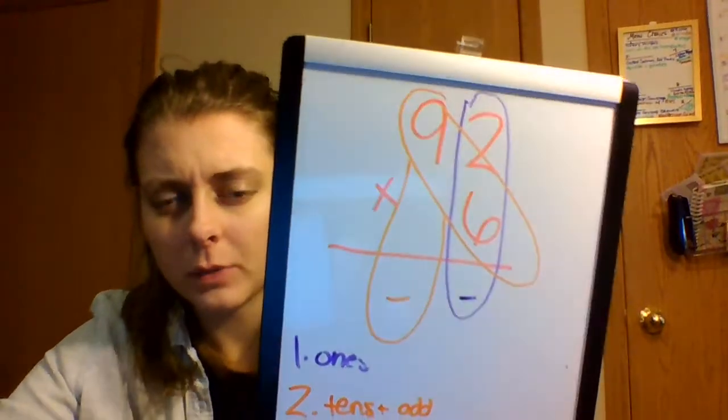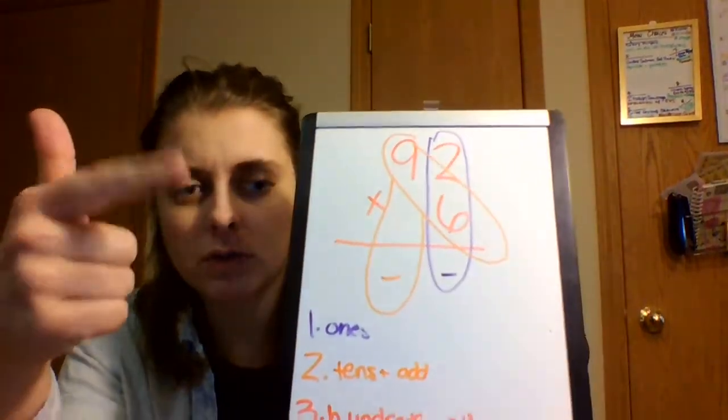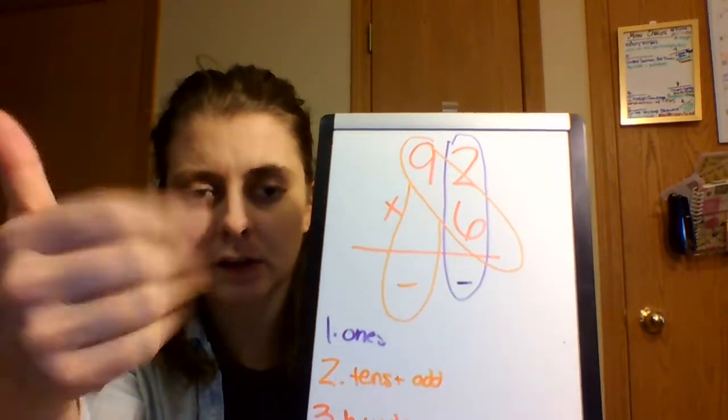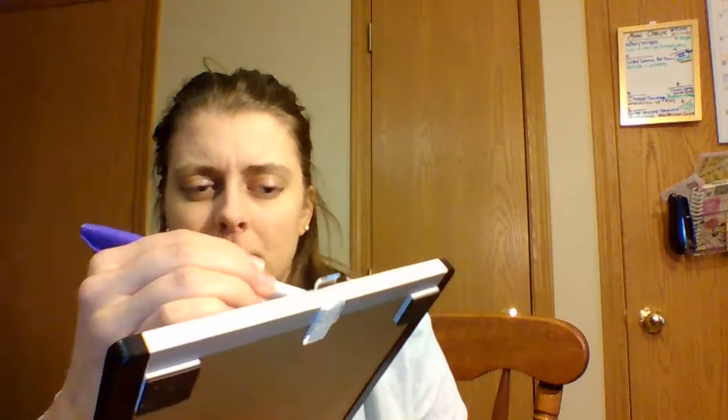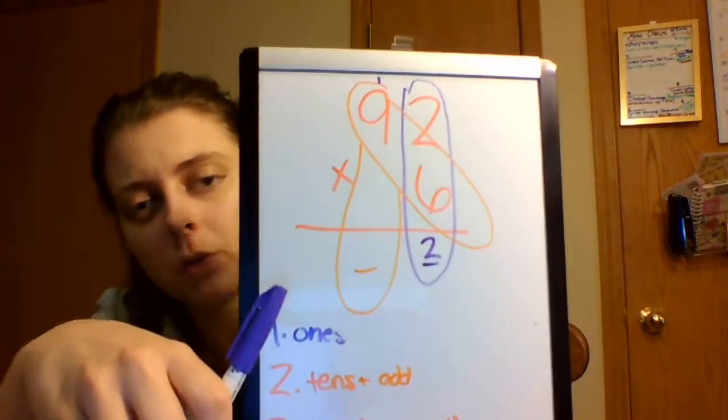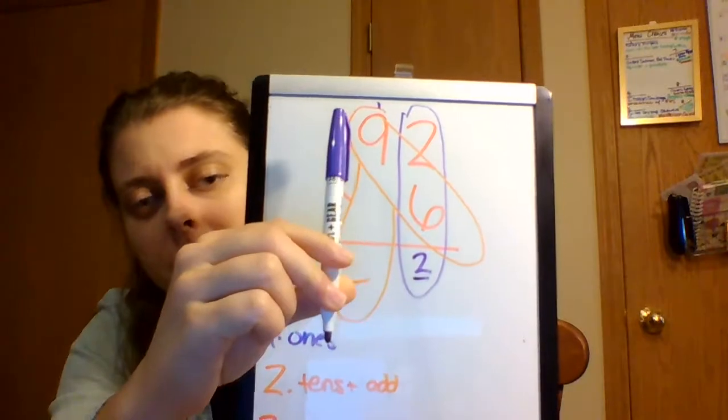Next one, I want you to try it with me. 92 times 6. Getting our visual. Okay, we start with 2 times 6. 2, 4, 6, 8, 10, 12. Put my 2 in the ones, and I carry the 10.